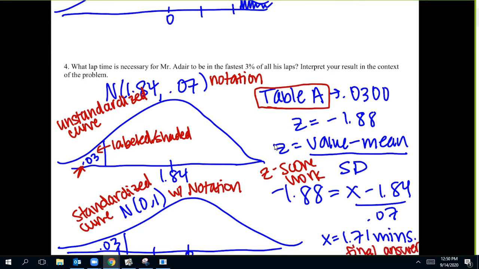We don't need to see all your math here. We just need to see your z-score formula filled in, and then we can assume that you knew to multiply by 0.07 and then add 1.84. That's not the kind of work we need to show. But we need to show our z-score formula, and then the rest can be inferred. So hopefully that went all right for you guys.